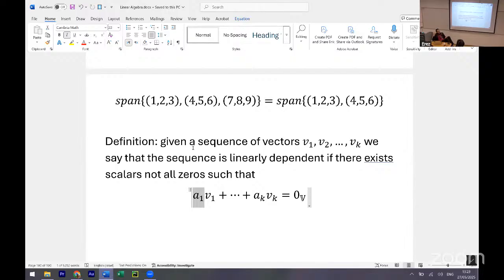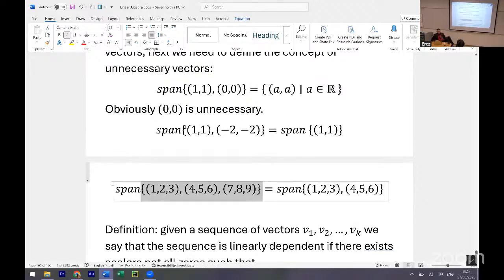Yes, Sammy. What's the difference between linear dependence as we've just defined it and just a line in vector space? What do you mean, a line? The shape of a line on a plane? This sequence is linearly dependent because there is a way to create zero from these three vectors. It doesn't just have to be a line like here.